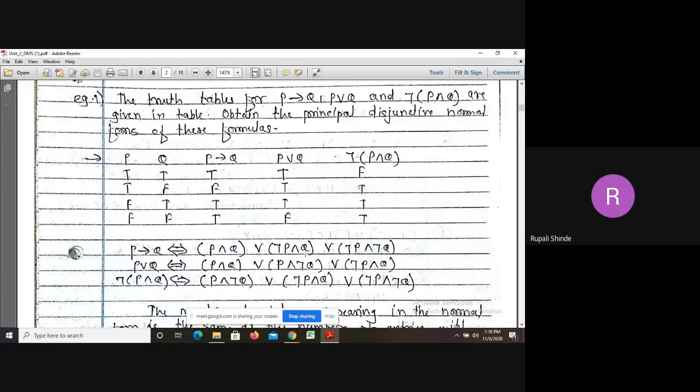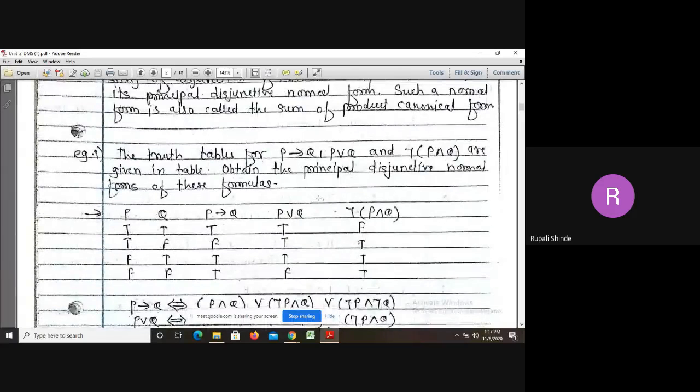These minterms are connected together by OR symbol. So what is the format for this PDNF? Inside the bracket AND should be there, and outside the bracket OR should be there. So this is the correct form for PDNF. So keep this in mind. Already we have seen it, but still you have to remember, for this PDNF, inside the bracket AND should be there, and outside the bracket OR should be there.